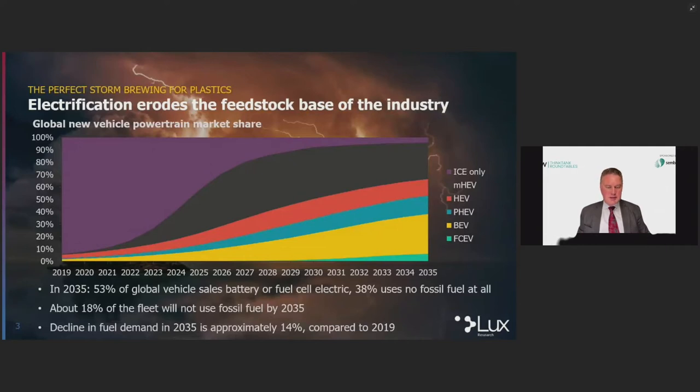If you look at the fleet, by 2035, about 18%, so let's round it up, 20% of the fleet will be incapable of using any fossil fuels. And that of course results in a decrease in oil demand. It also results in a decrease in refinery capacity, which results in a decrease in feedstock for the chemical industry. The decline in fuel demand from this phenomenon, only from this phenomenon, so not from any other thing that might be happening in the shipping industry, for example, or in aviation, just from this, there will be 14% less demand for fossil fuel, for automotive fuels compared to 2019. The next slide, please.